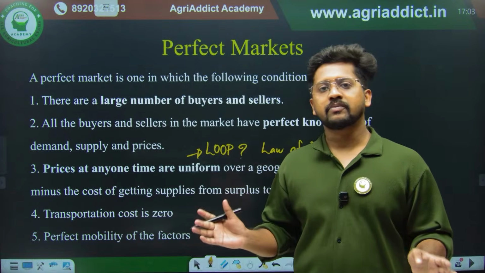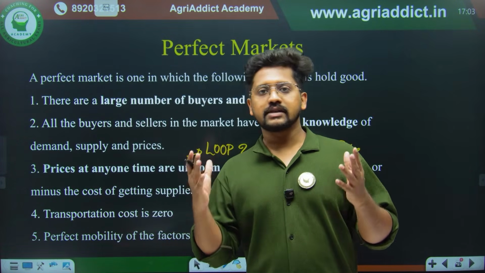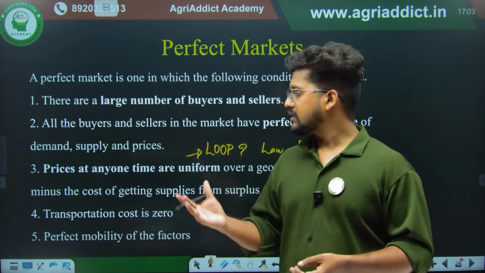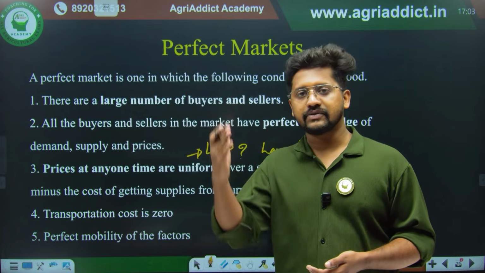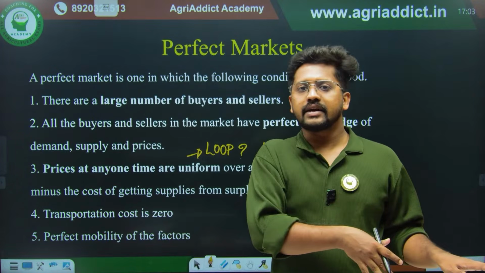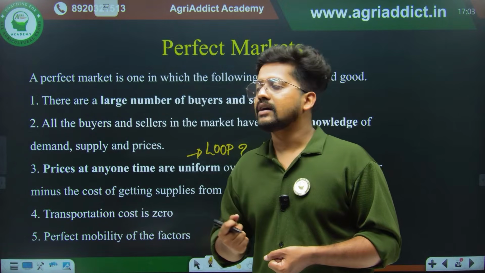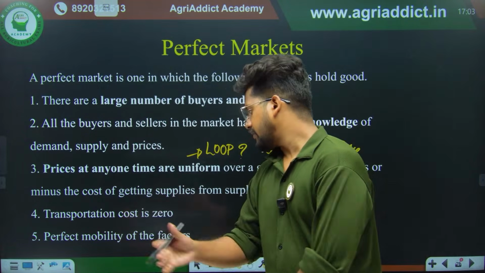So in a perfect market, since the products are homogeneous and people are aware of the prices, quantity, supply, demand, and everything, only a single price will be there. And we know what happens if the price increases or decreases. The market will be pushing out sellers, or it will be attracting more sellers. So this is what actually happens. Then the transportation cost is zero, and there is perfect mobility of the factors.